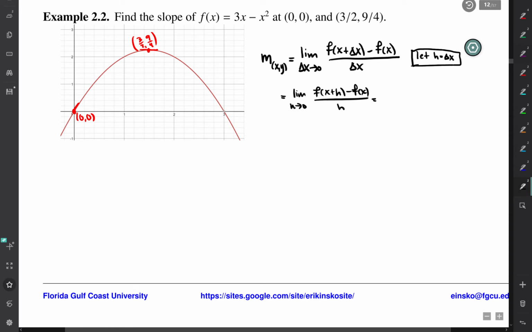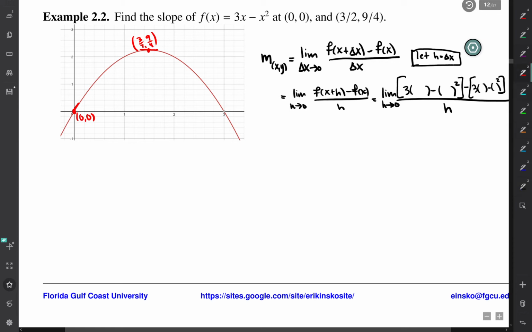Okay, now I need to actually write down what f is. f is 3x minus x squared. So I'm taking the limit as h goes to 0 of 3, and then anywhere there's an x, I'm just going to put parentheses for now. So it's 3 times something minus something squared. Okay, that's my first copy. And then I'm going to write it again. So this is 3 times something minus something squared. And that's all over h.